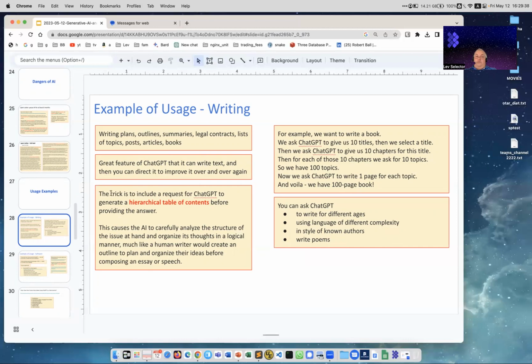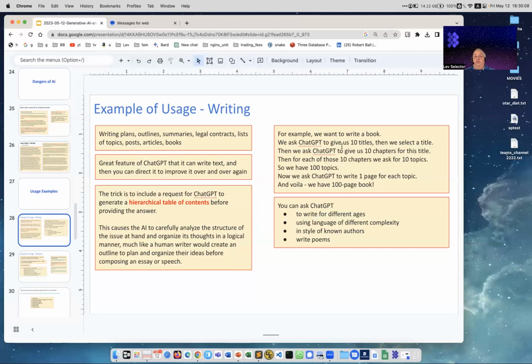A very good, useful trick is to include a request for ChatGPT to generate a hierarchical table of contents before providing the answer. So this is really good. It causes AI to carefully analyze the structure of the issue at hand and organize the thoughts in a logical manner, much like a human writer would create an outline to plan and organize ideas before actually writing the book, essay, or speech.